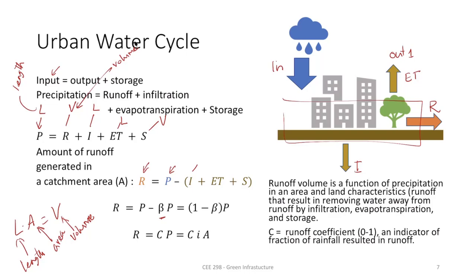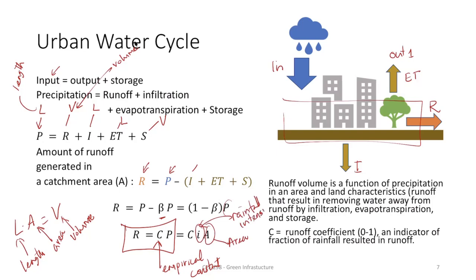Let's say that's a constant, beta times P. It's again an empirical term, okay? So if you put that in, it becomes one minus beta times P. So what you can say is, runoff will always be some empirical constant times precipitation. As I said, runoff is a volume, precipitation is a length. So to change precipitation into volume, you multiply by area. That's why it becomes rainfall intensity times area. So this is area, this is rainfall intensity, which is usually a length scale, inches per hour or something.